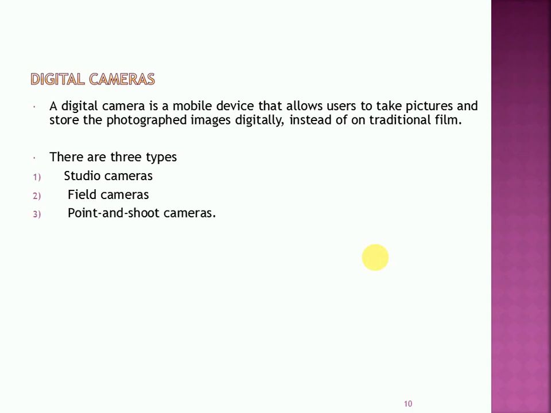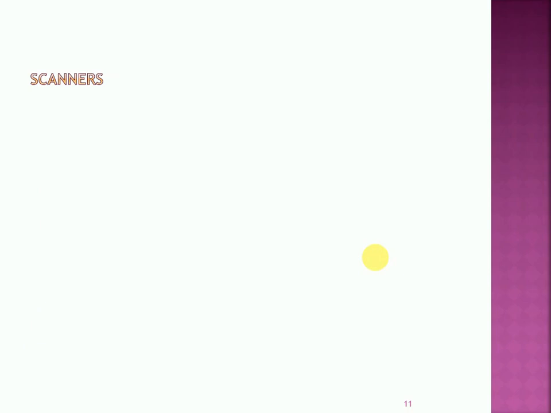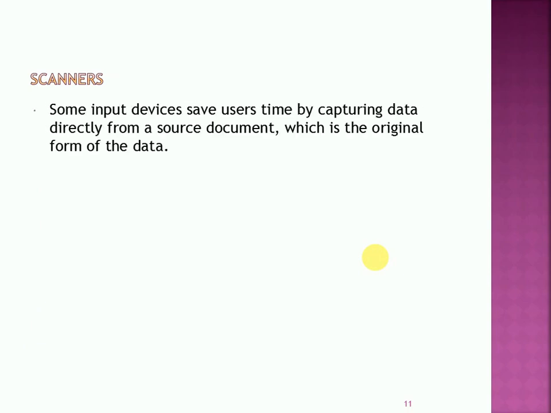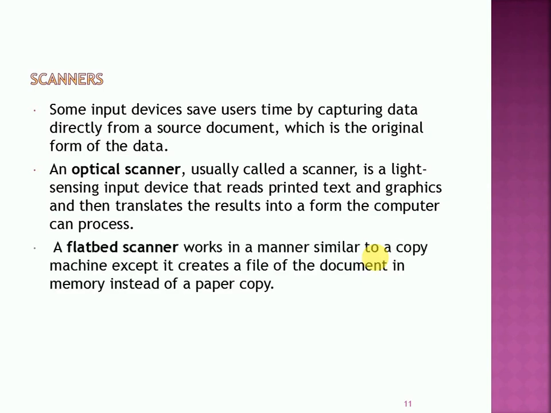Our next types of input devices are voice input devices, audio input devices, video input devices, webcams, video conferences, and the last input device is scanners. Some input devices save users time by capturing data directly from a source document, which is the original form of the data. An optical scanner, usually called a scanner, is a light-sensing input device that reads printed text and graphics and then translates the result into a form the computer can process. A flatbed scanner works in a manner similar to a copy machine, except it creates a file of the document in memory instead of a paper copy.